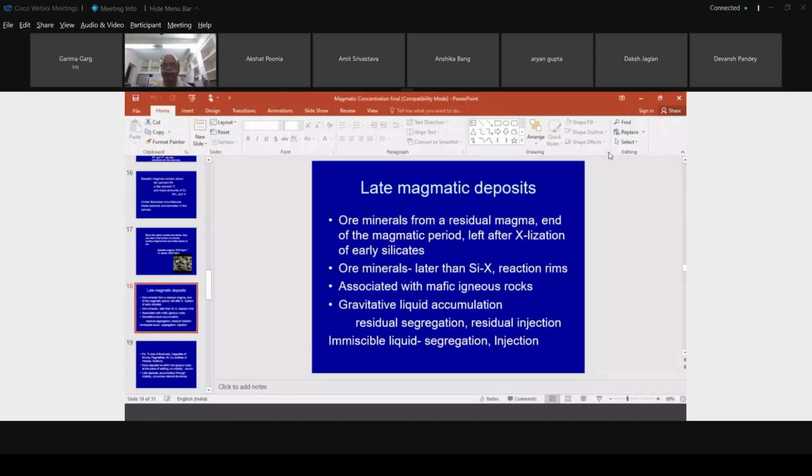Hope something is seen on the screen. Did you see something on the screen? Yes, sir. Late magmatic deposits. Okay.